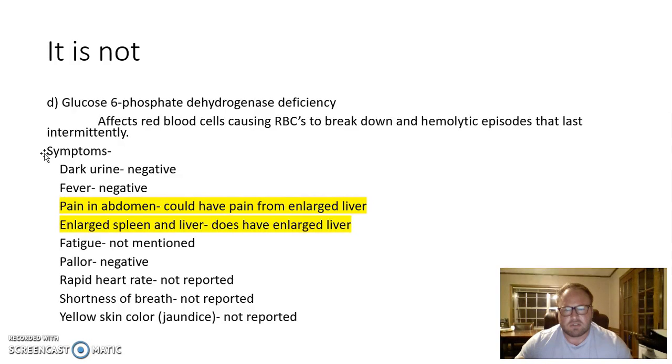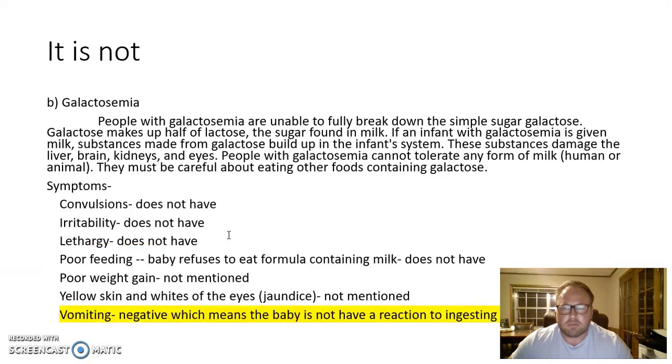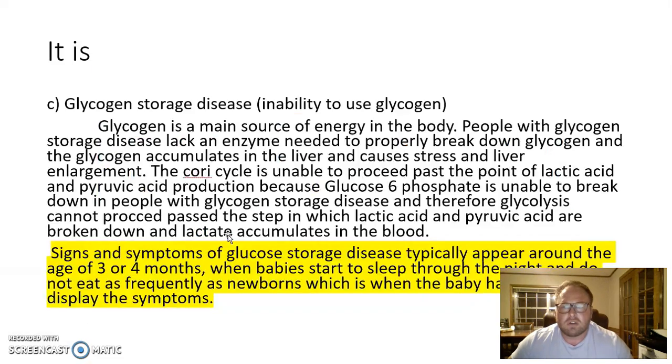And then I don't think it's glucose 6-phosphate dehydrogenase deficiency, because that affects red blood cells, causes hemolytic episodes, dark urine, jaundice, pallor, and fever. Some of the things the baby doesn't have. It can cause an enlarged liver or abdominal pain, which I guess the baby could have had because it had an enlarged liver, but I don't think the symptoms of that fit the symptoms displayed by the child.